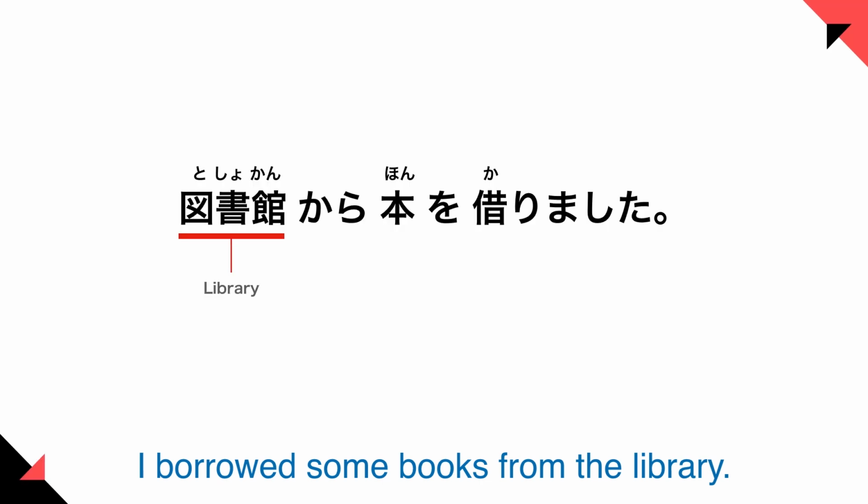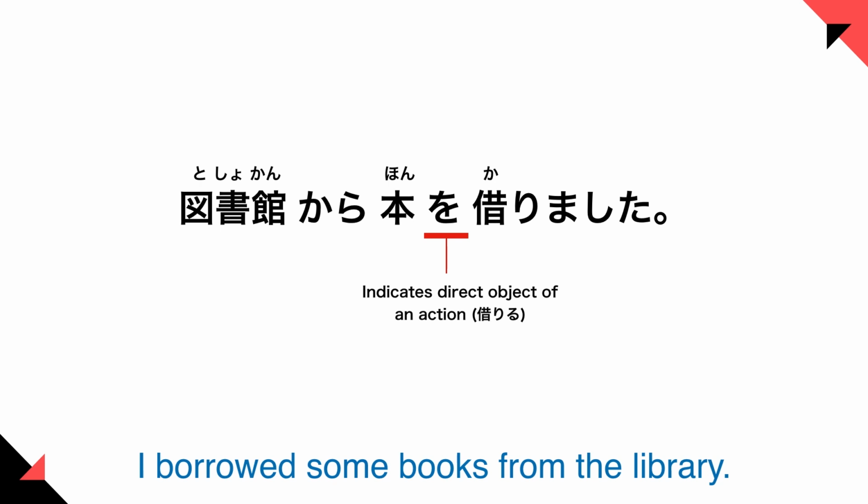Right. 図書館, this means library. から is again from. So 図書館から means from library. And then next, 本. That means book. を is again a particle that indicates the direct object of an action, and this time the action is 借りる, to borrow. 借り, this part is the masu form of 借りる.